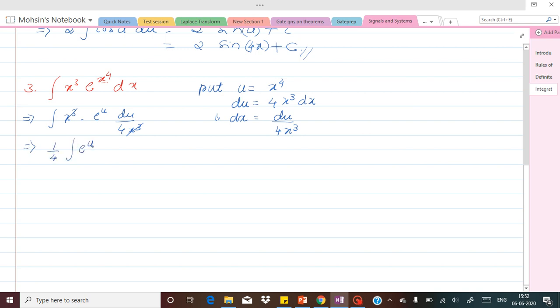Then integration of e raised to u du. So integration of e raised to u is just e raised to u, so therefore it is going to be 1 divided by 4 e raised to u plus c. Now substituting the u value, so e raised to u value was x raised to 4, so here it will be 1 by 4 e raised to x raised to 4 plus c.